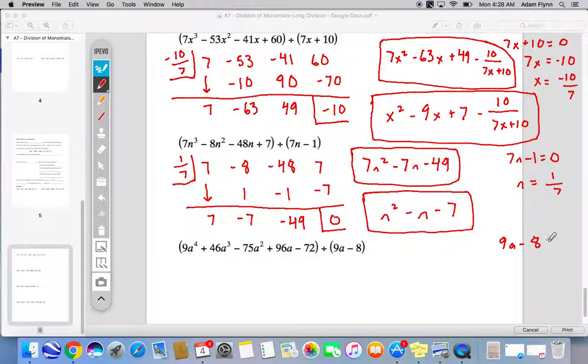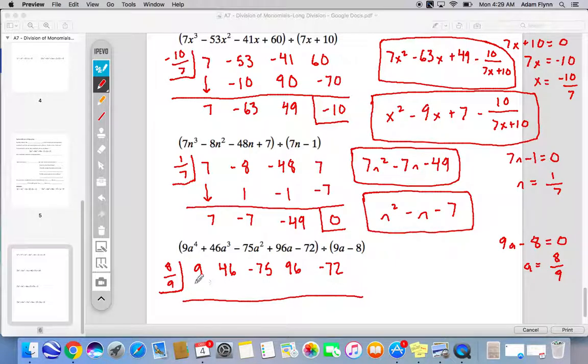9a minus 8 is my divisor, so I'll set it equal to 0. So I get a equaling positive 8 over 9. So I'll put that in my box. Coefficients are 9, 46, negative 75, 96, and negative 72. So I'll bring down the 9.